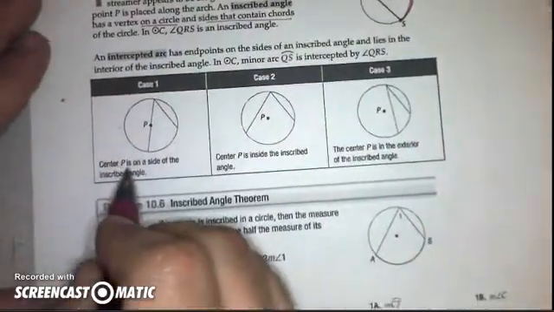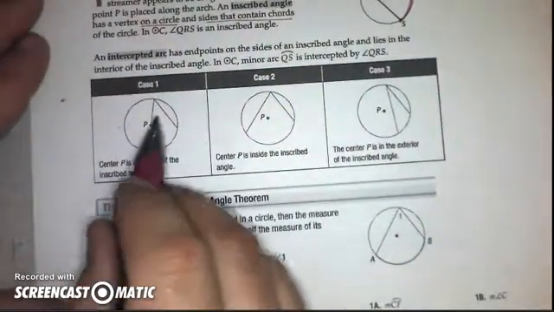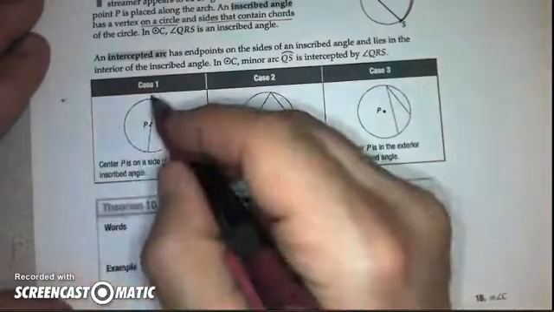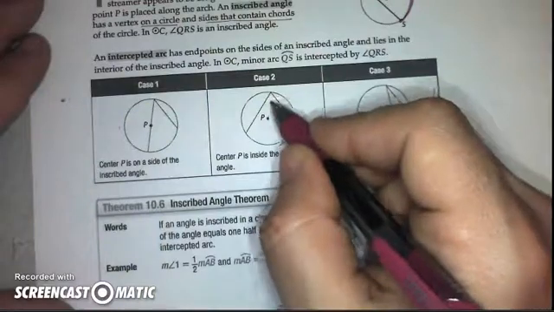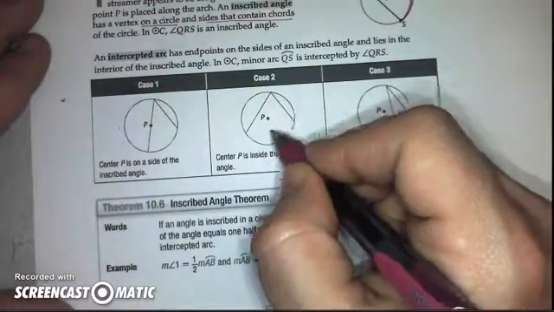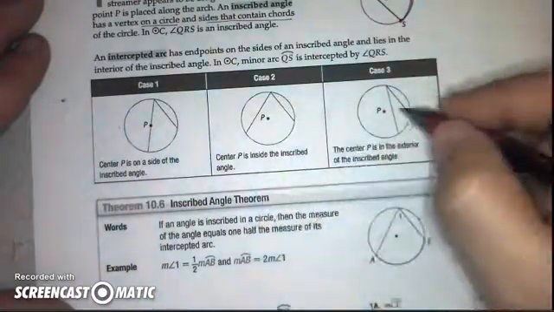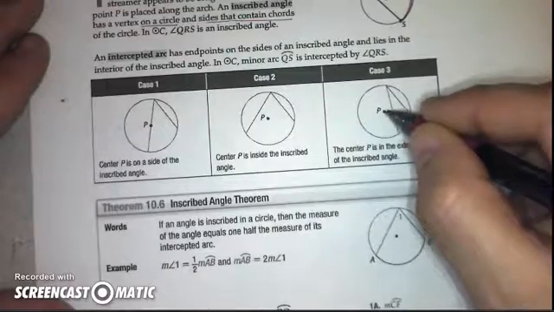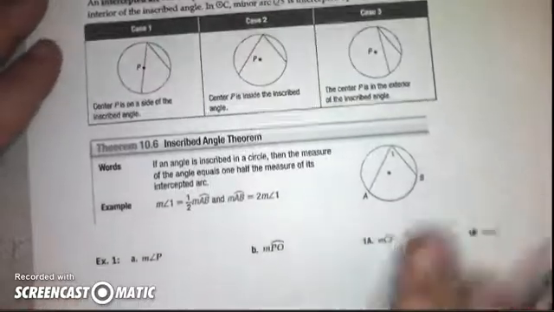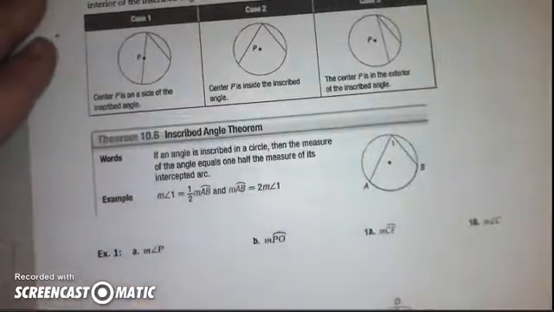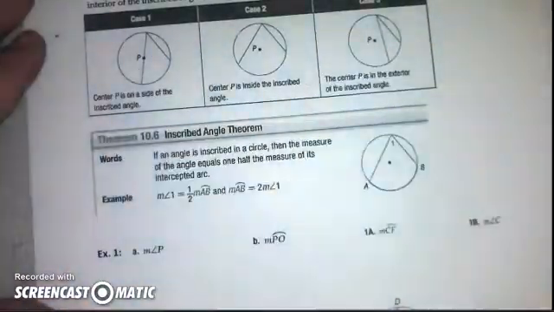Case 1 is where the center of your circle is on a side of that inscribed angle. That makes one side of the inscribed angle a diameter. And case number 2, where the center is in the interior of the inscribed angle. Or case number 3, where the center of the circle is in the exterior of the inscribed angle. All right? In any case, we have what's called the inscribed angle theorem, regardless of which case it is.